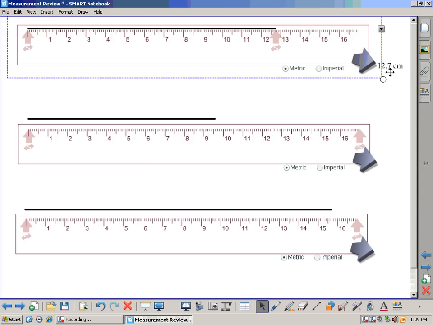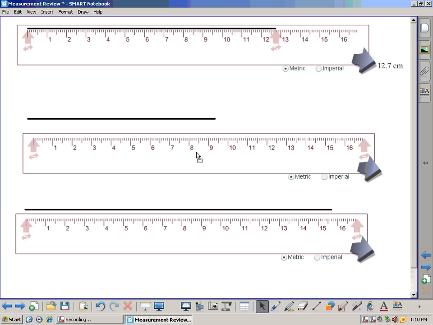Here the computer tells us it's 12.7, and we label it with centimeters, cm. You do not need to write out the whole word centimeters. Cm is the accepted abbreviation. Let's jump right to our next line.